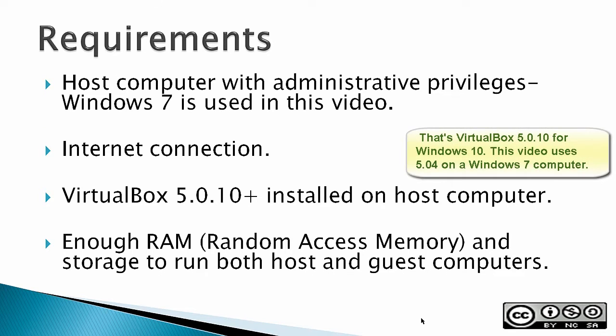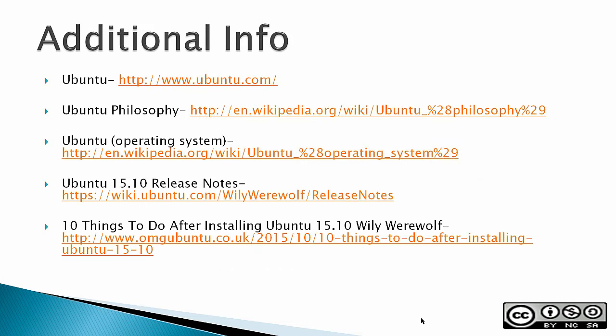Requirements would be a host computer with administrative privileges, Windows 7 is used in this video, an internet connection, VirtualBox 5.0.10 or higher installed on the host computer, and enough RAM, random access memory, and storage to run both the host and guest computers. Additional info: we've got some Ubuntu pages, Wikipedia, and finally there's an article, 10 things to do after installing Ubuntu 15.10 Wily Werewolf.